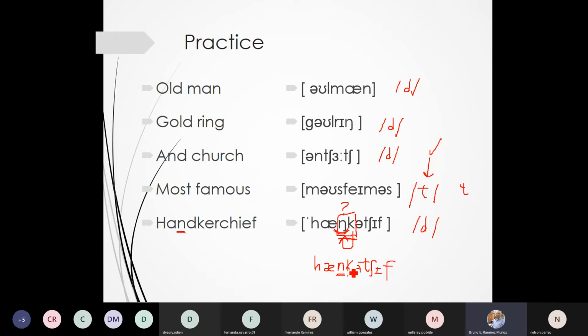But when you are saying hank, the back of the tongue is raising a bit towards the velum area, getting ready to pronounce the following k, which is, as everyone knows, a velar sound. So therefore, this becomes velarized and turns into the sound you can see here in this symbol. That was sort of a bonus.